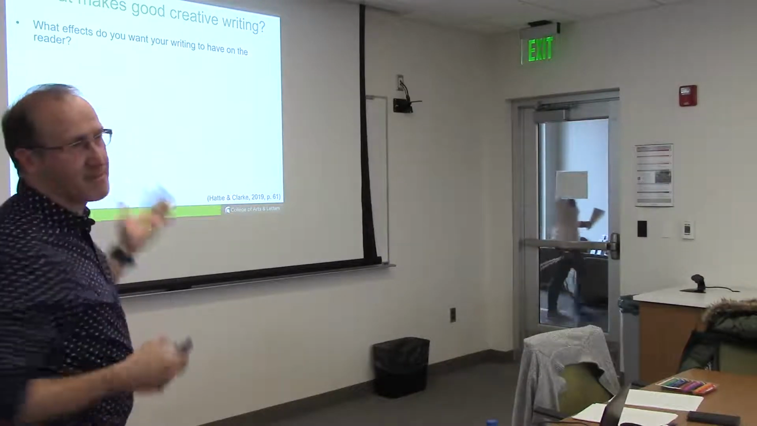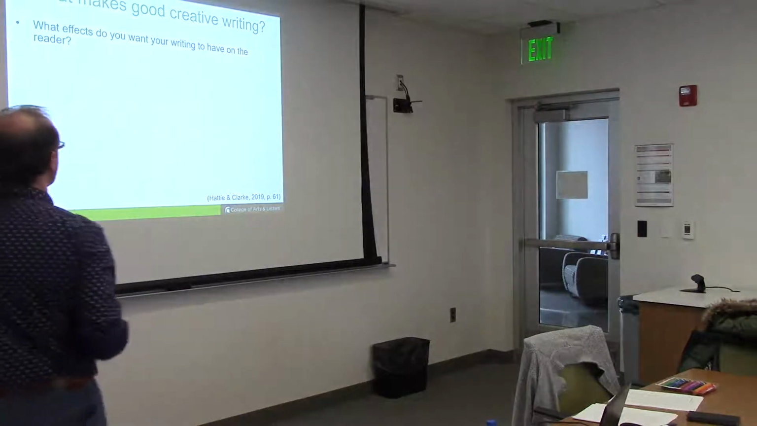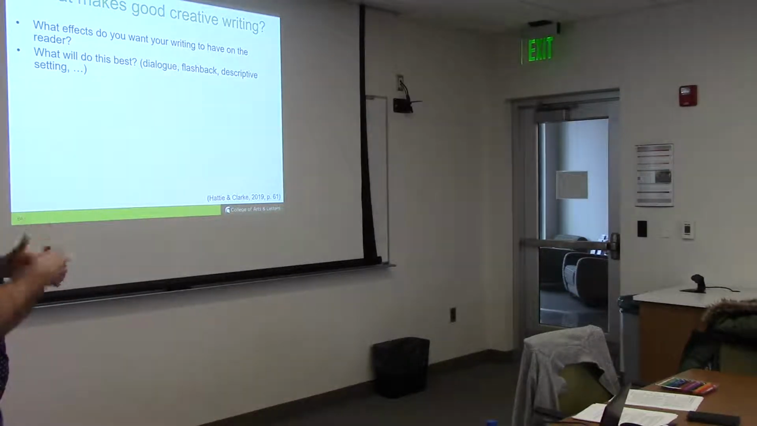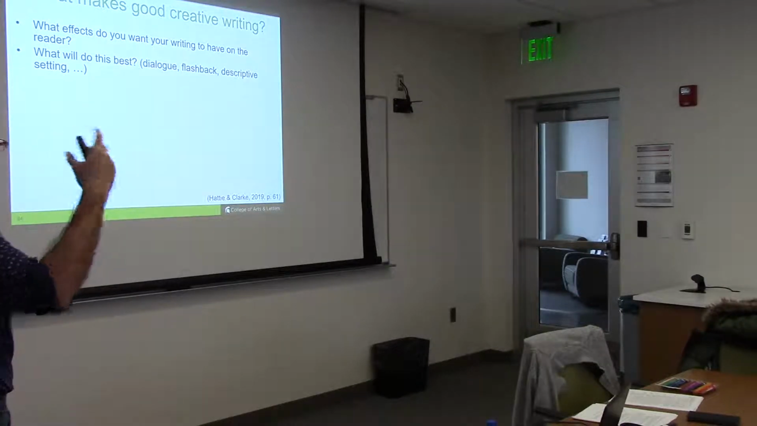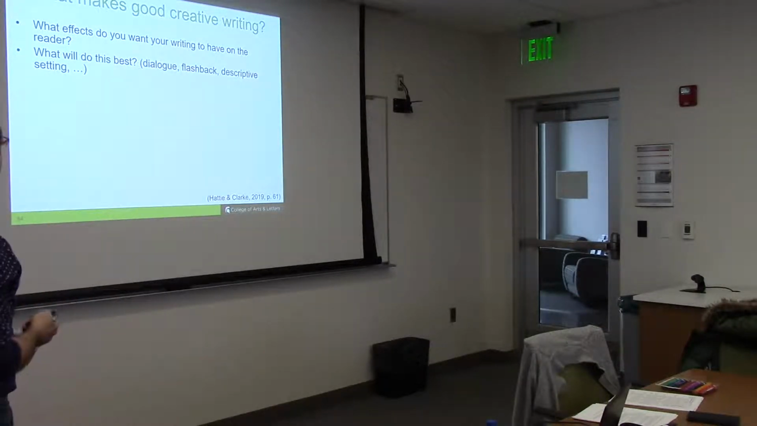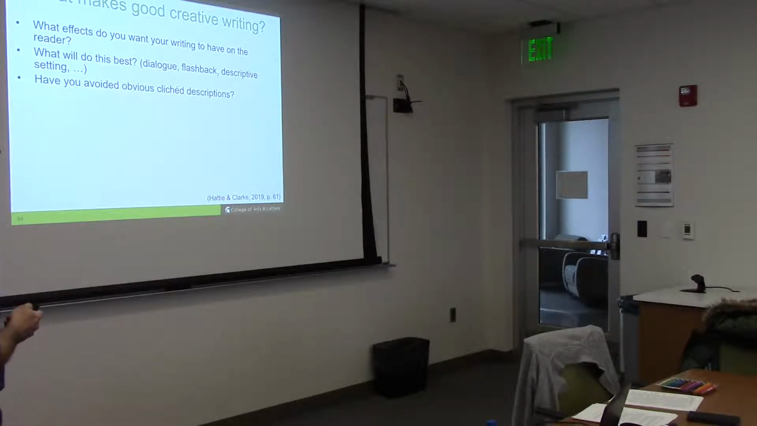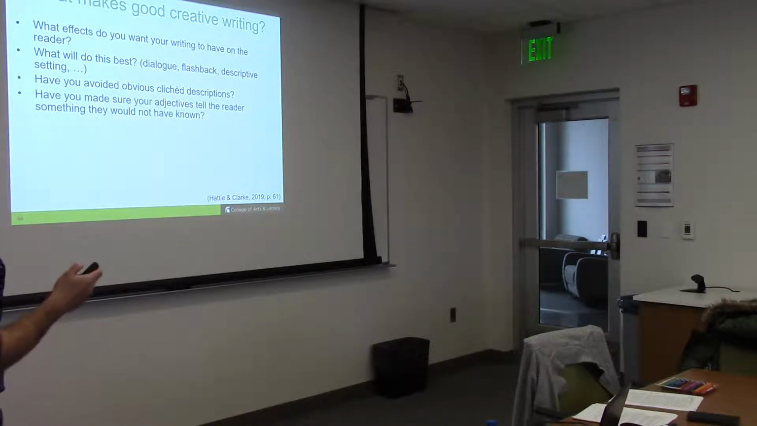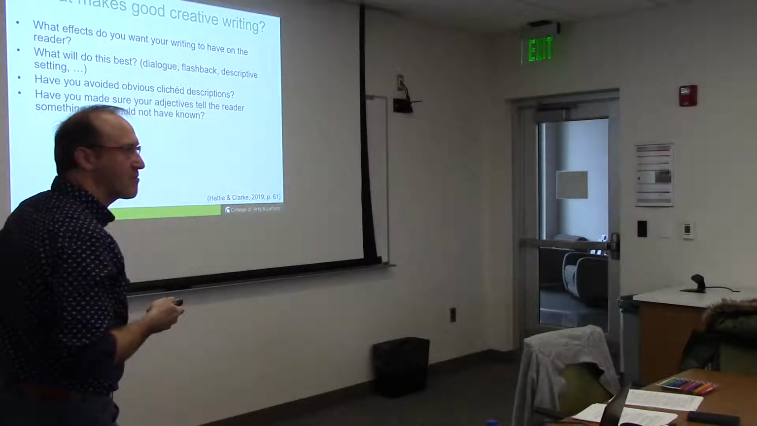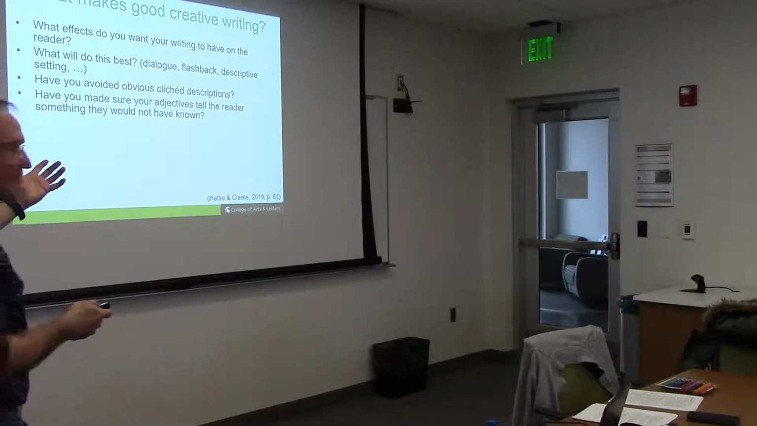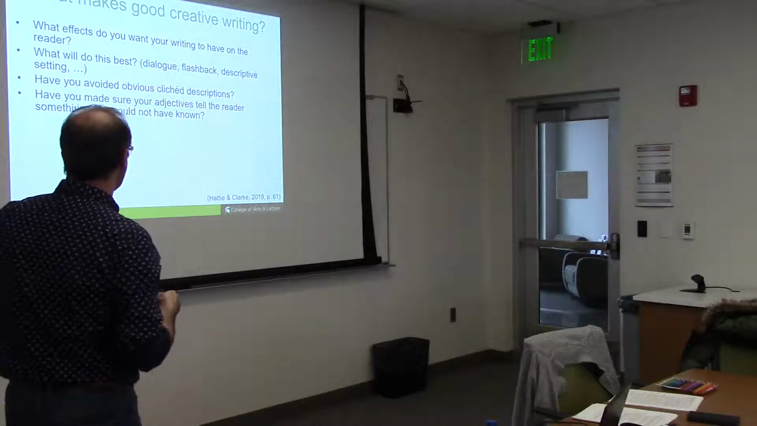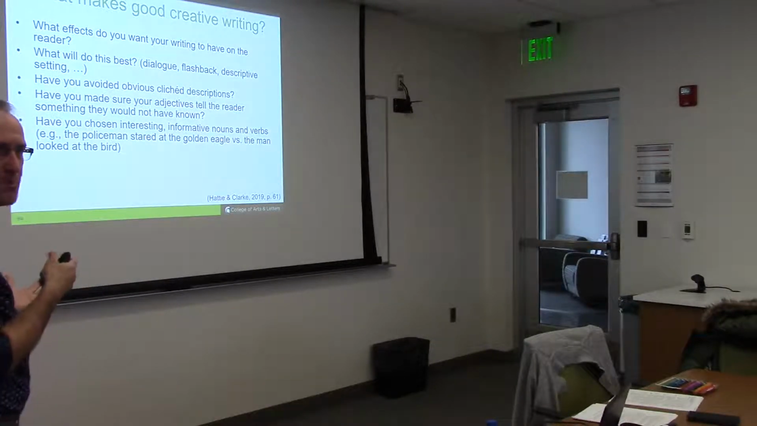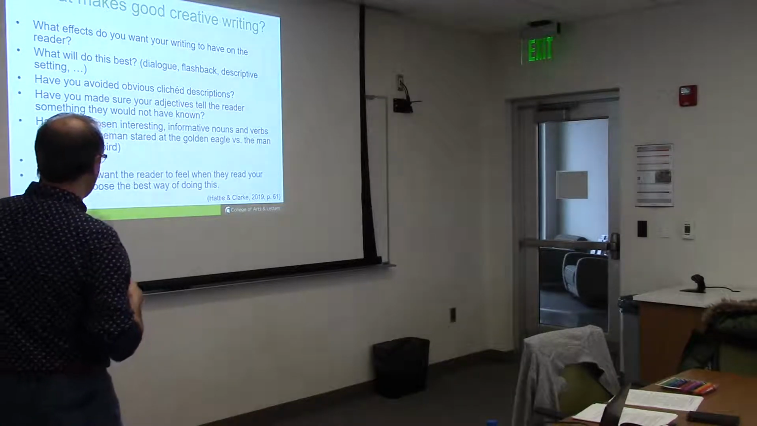I'll just briefly share with you what the author comes up with. So when you're talking about creative writing, what effects do you want your writing to have on the reader? What will do this best? So in this case, if you're doing a narration story, how would you best create that effect? And then it goes more into detail. For example, have you avoided obvious cliched descriptions? How are you using adjectives? How can adjectives add to that effect and compel the reader to keep reading? Have you chosen interesting informative nouns and verbs and give examples of that? And so on.